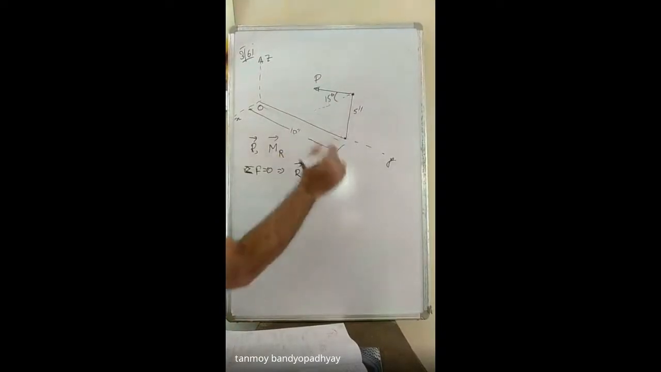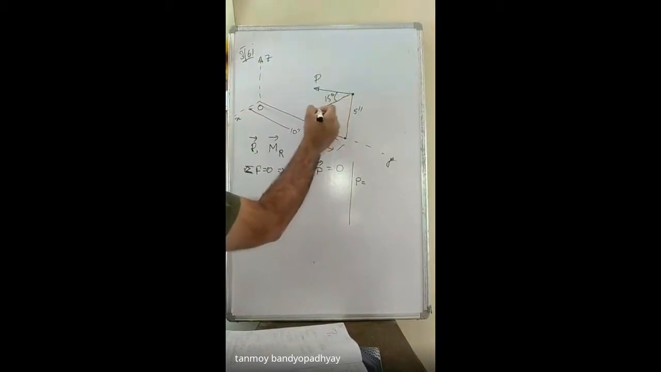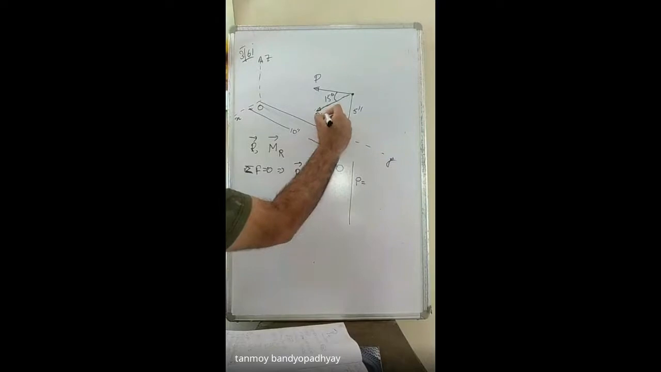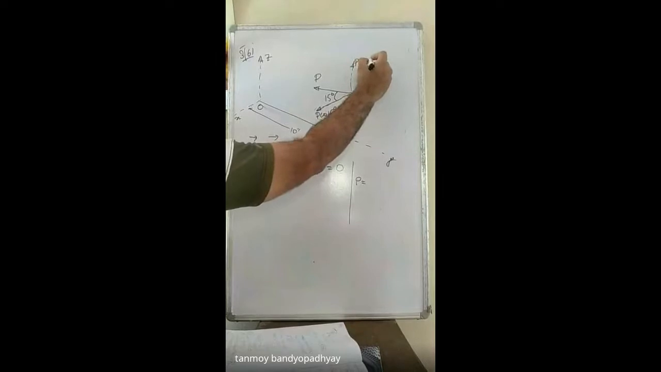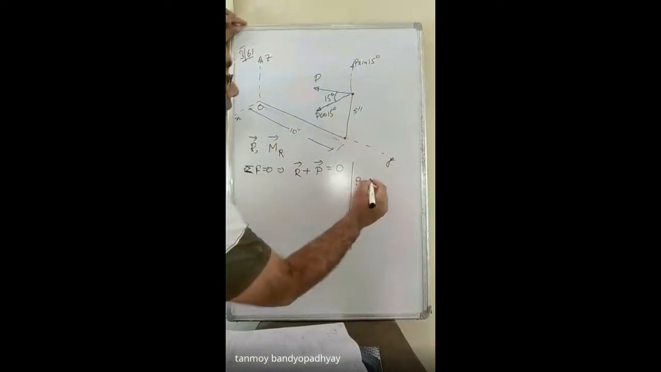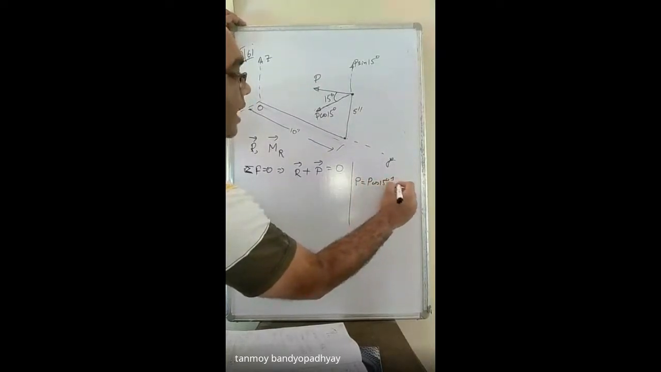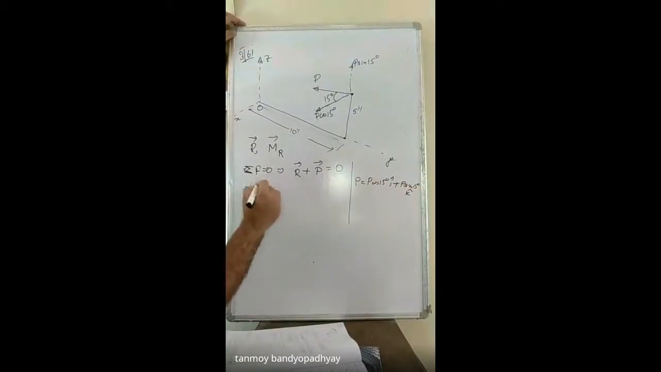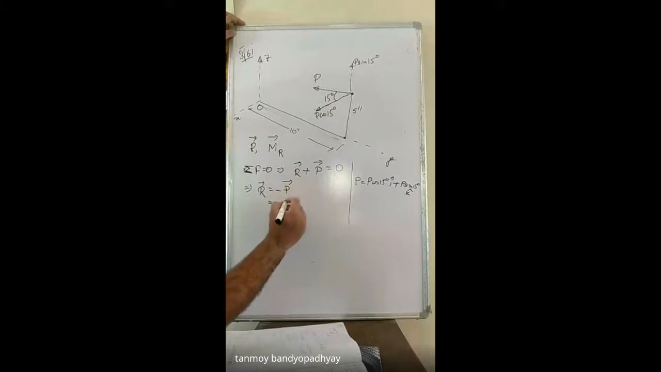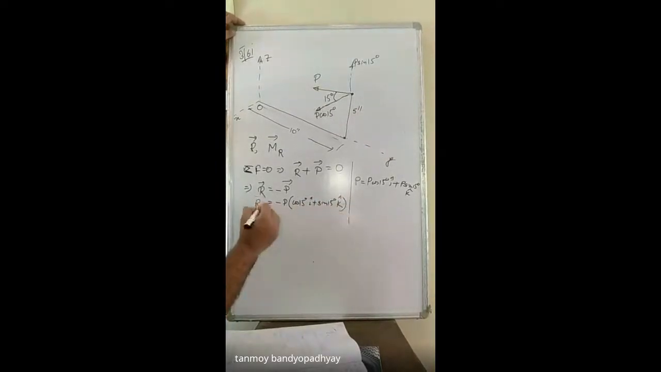What will the P vector be? P will have two components. In the x direction it has P cos 15 degrees, and in the positive z direction it has P sin 15 degrees. So P is P cos 15 i cap plus P sin 15 k cap. The resultant vector R should be equal to minus vector P, so minus P into (cos 15 i cap plus sin 15 k cap). So this is vector R.